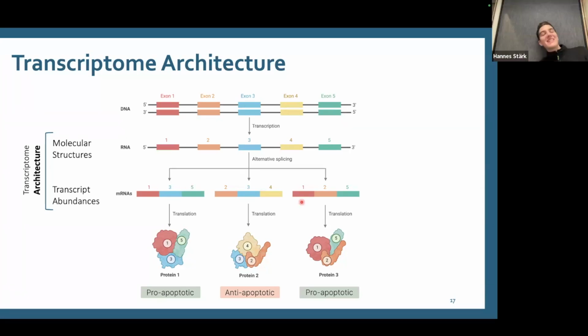Yeah, right. But don't you then also need to condition on what cell you are in? Because in one type of cell, different stuff will be transcribed and you will have different transcript abundances than in the other cell type. Exactly. Yes. Exactly. You're completely right.